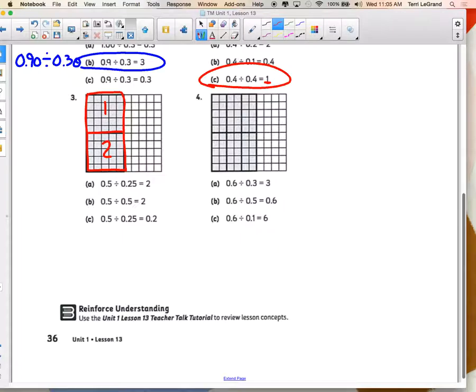Who? Caden? Okay, Caden. There's 25 squares, so that's 25 hundredths. So we really have here 0 and 50 hundredths being divided by 0 and 25 hundredths. How many times can we take 25 hundredths out of 50 hundredths? And we get 1, 2, right? So which one is it? Answer A is that one.